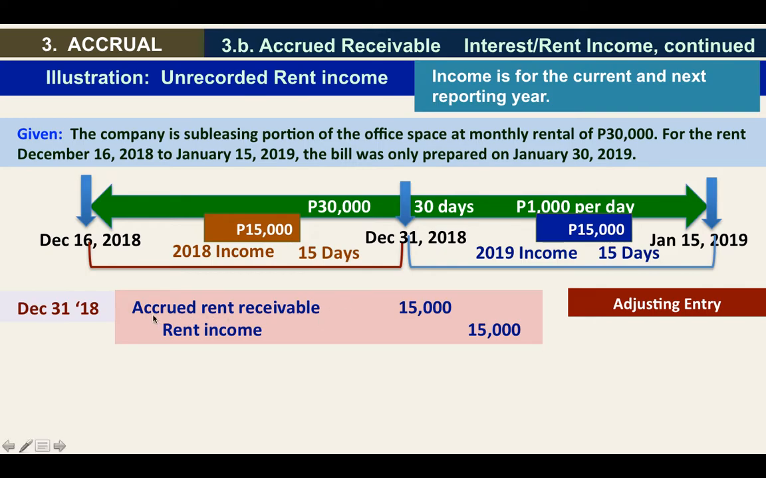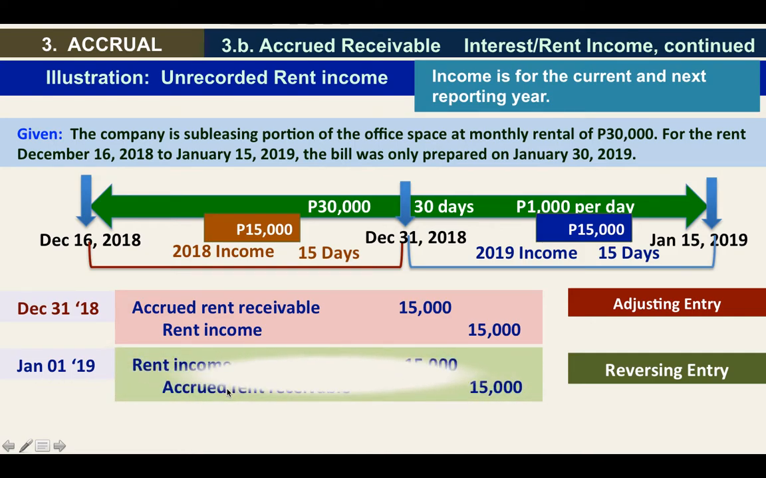In as much as you have used the accrued, you have to make a reversing entry on the first day of the next period. On January 1st, 2019, reverse this: debit rent income and credit accrued rent receivable.